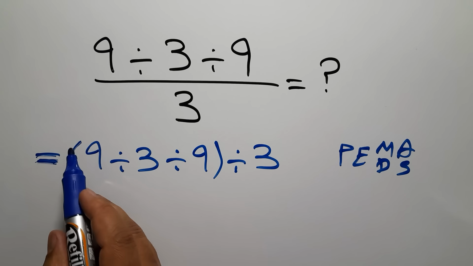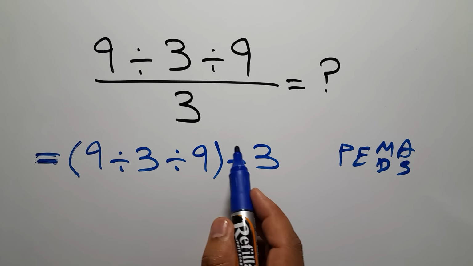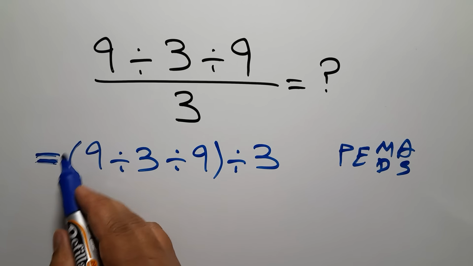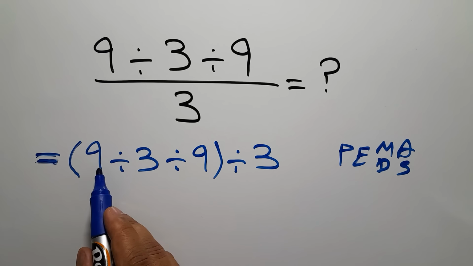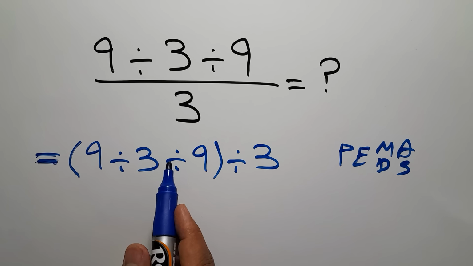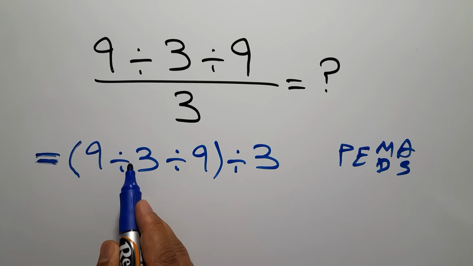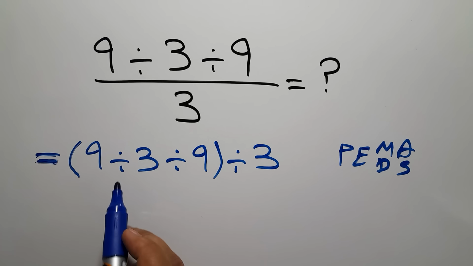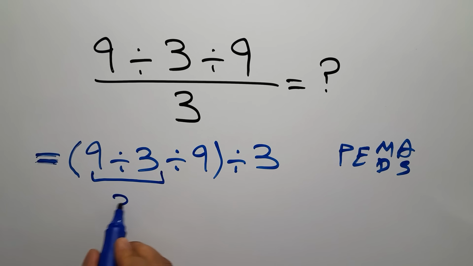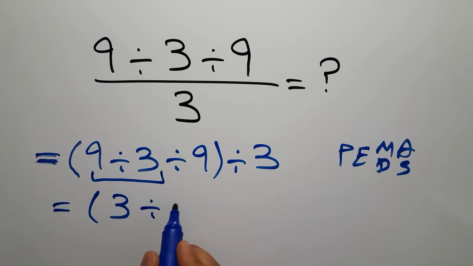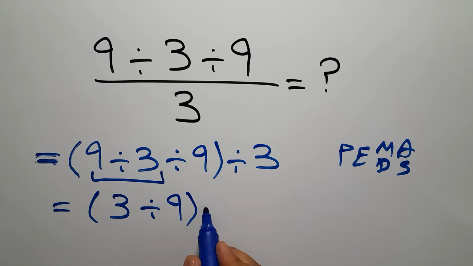So first we have to do this parentheses, then this division, and inside this parentheses we have two divisions. When we have more than one division in an expression, we have to work from left to right. So first we do this division inside the parentheses. 9 divided by 3 gives us 3. So 3 divided by 9, and here we have divided by 3.